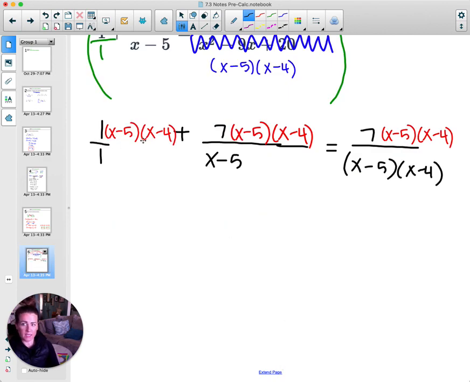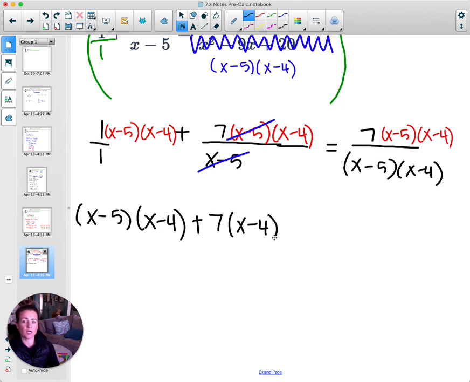So see anything that cancels out. So nothing simplifies here. So we're left with x minus 5 times x minus 4 plus over here, x minus 5 cancels with x minus 5. So we have 7 times x minus 4. And then over here, the x minus 5 and the x minus 4 cancel, and we're left with just 7. So now we need to simplify this out to combine and solve.